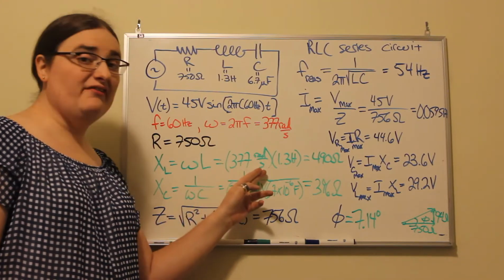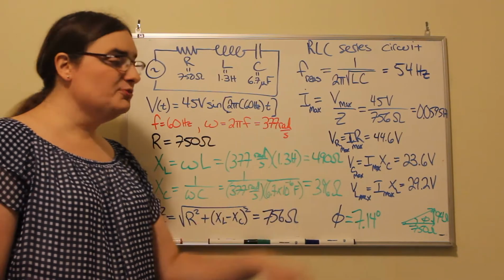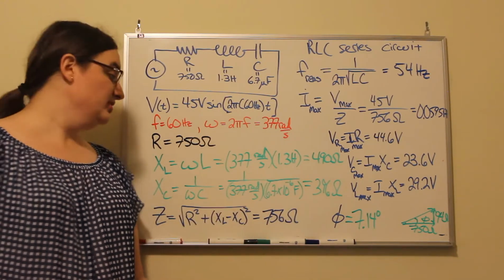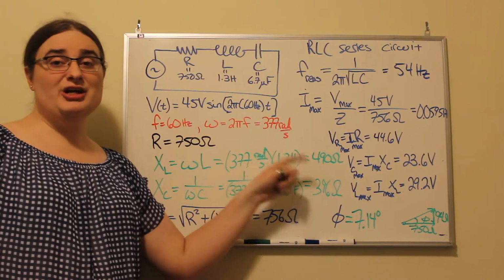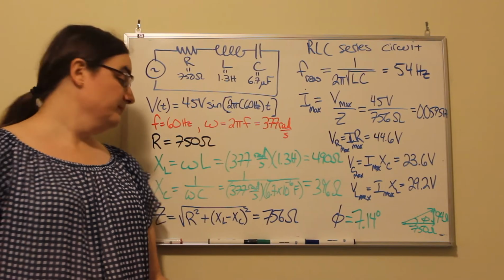Now, at 60 hertz, our inductive reactance is our frequency omega times the inductance. So we have 377 radians per second times 1.3 henries, which means we have 490 ohms of inductive reactance. Also means, too, that the henry has units of ohms times seconds.